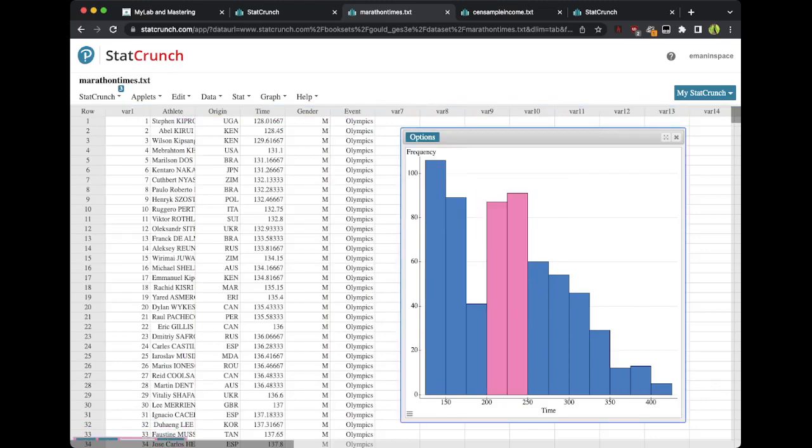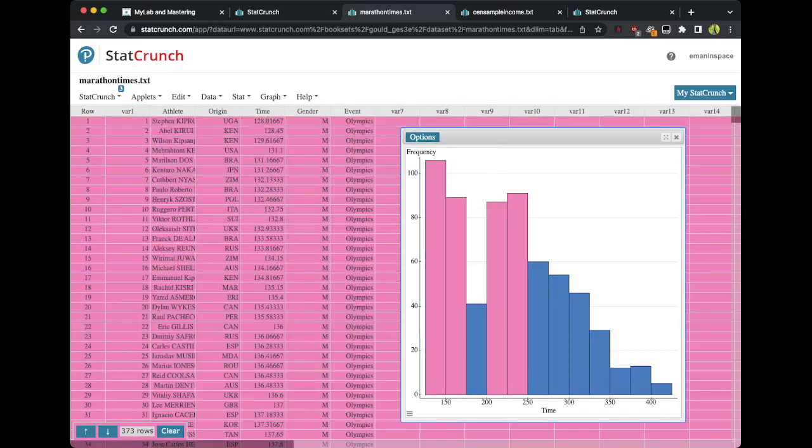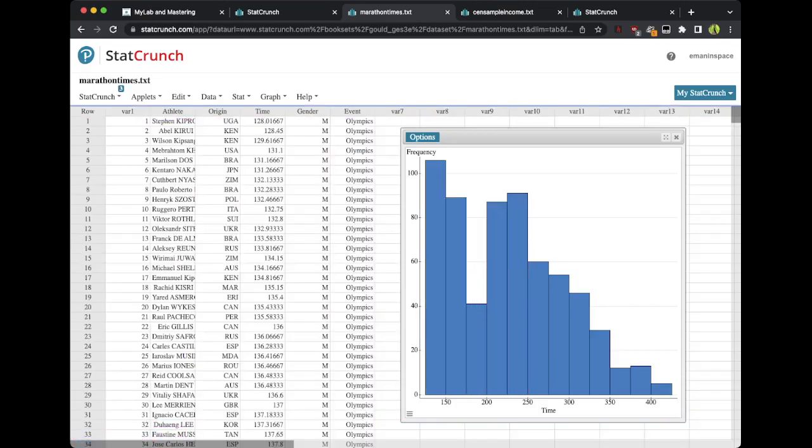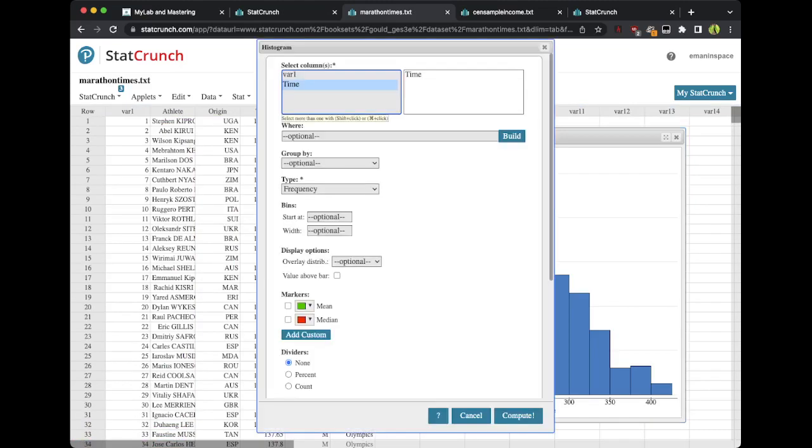Whenever you see a multimodal distribution, or in this case it's bimodal, there's two different modes, with two different high points separated by this gap right here in the middle, it's usually because you have two different groups that you should analyze separately. So how do we analyze them separately? Well, let's go back to the histogram.